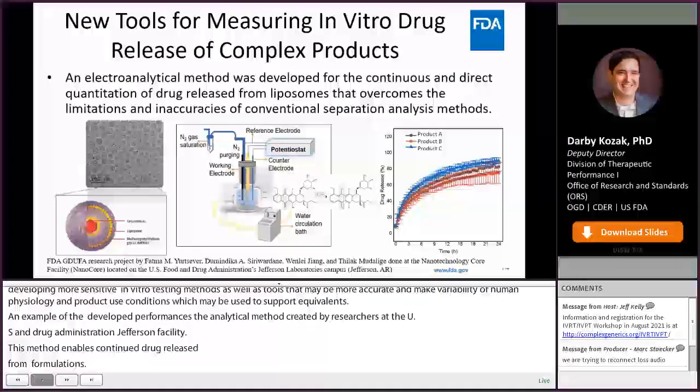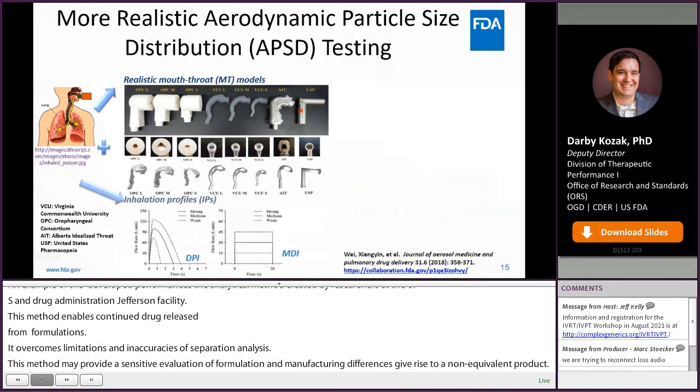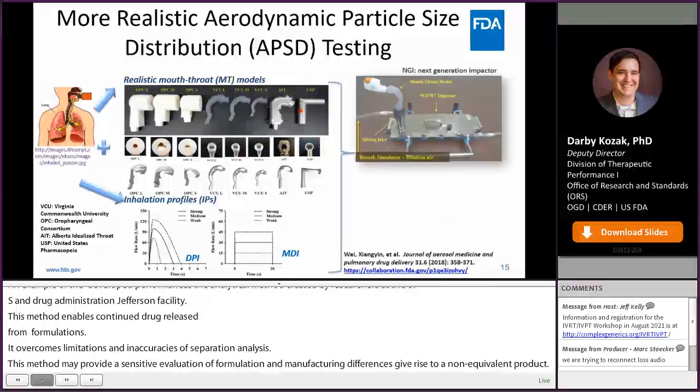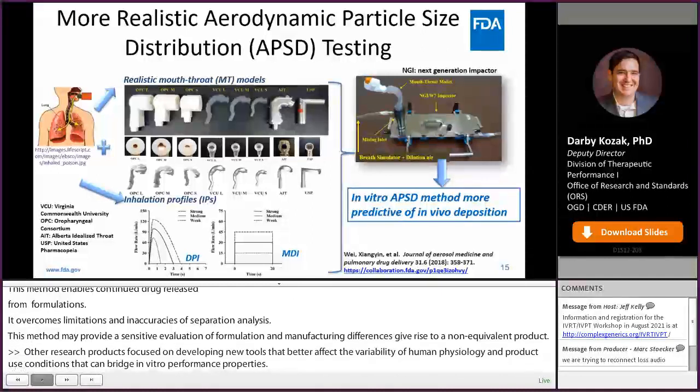Other GDUFA research projects have focused on developing new tools that better reflect the variability of human physiology and product use conditions that can help bridge in vitro to in vivo performance properties. This includes a number of GDUFA-funded projects to develop more realistic mouth-throat models and inhalation profiles that can provide a more realistic evaluation of lung deposition of drug particles from orally inhaled drug products.